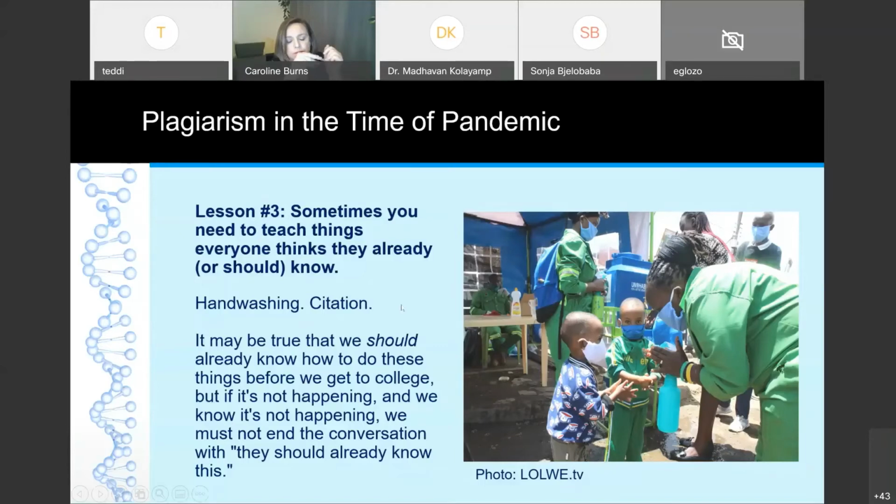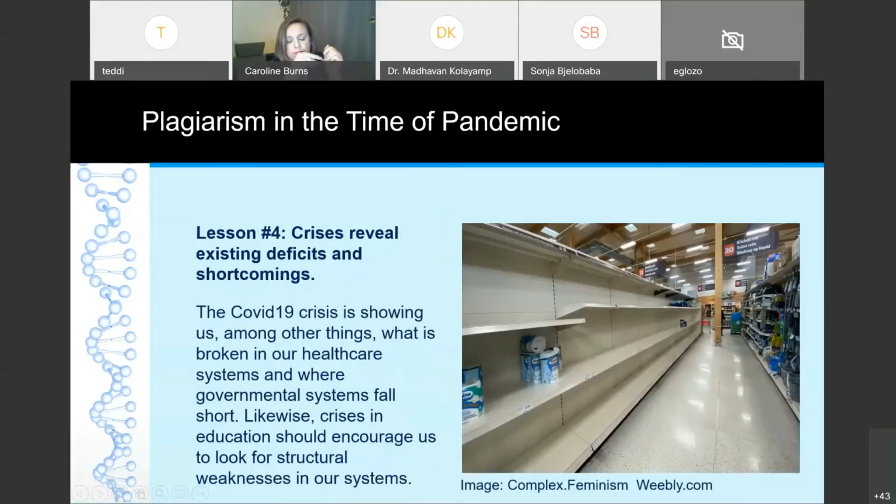If an expert is telling you, listen, people don't know this, we have to teach it to them, or if research has shown they don't have a handle on it, it's just silly for us to keep saying we shouldn't have to do that, because it helps if we do it. That's lesson number 3.